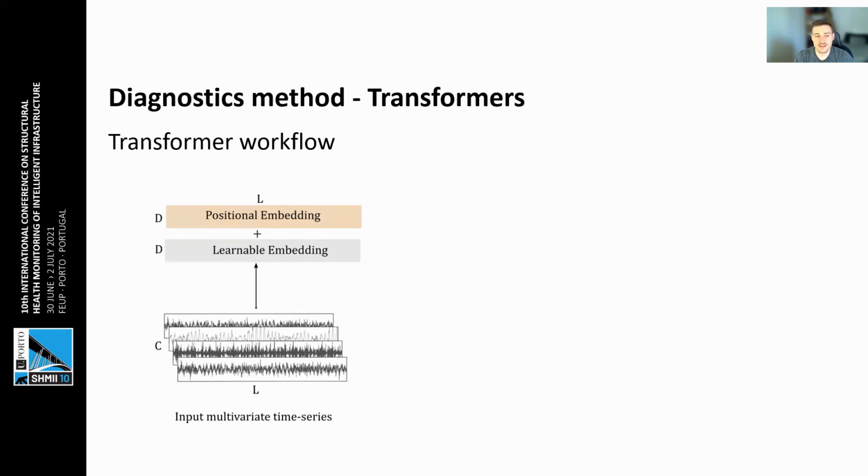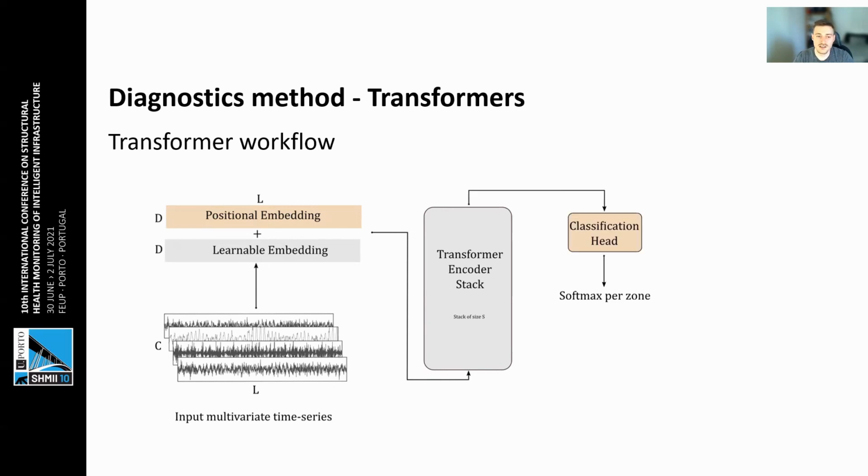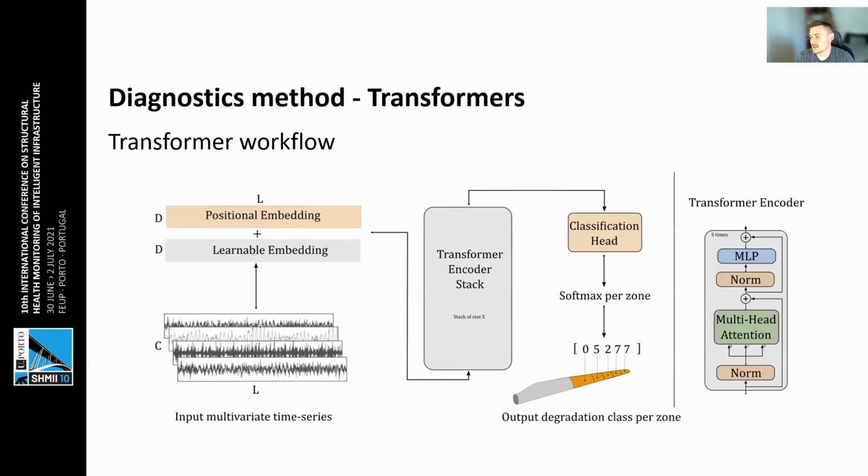we add a positional embedding. The combined embedding is then fed into an encoder stack made of transformer modules, and the encoded output is then passed into a classification MLP. After that, we apply softmax per degradation zone to obtain the most likely degradation class in each zone. And in each layer of the encoder stack, multi-head self-attention is applied through a pretty standard transformer architecture that I show here. Now, I won't go into too much detail in this regard.